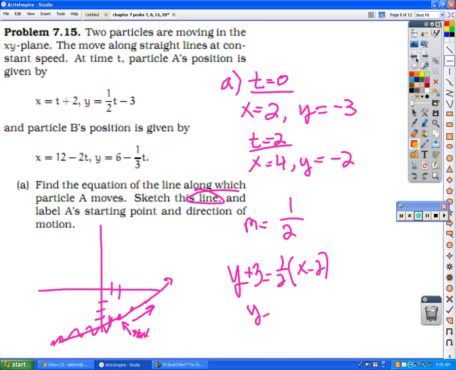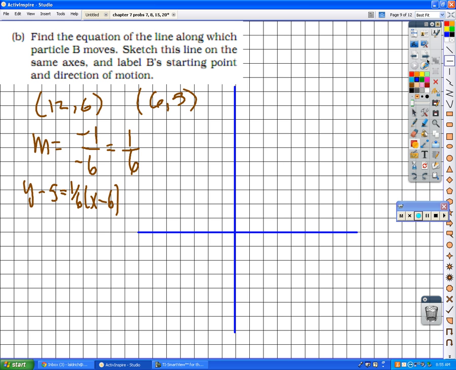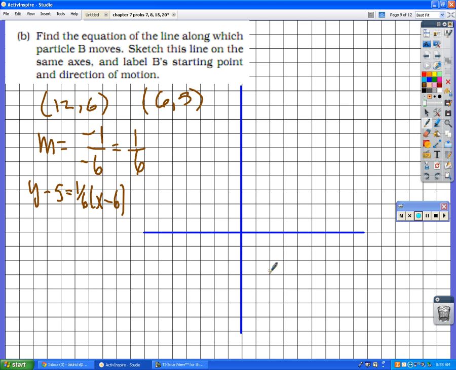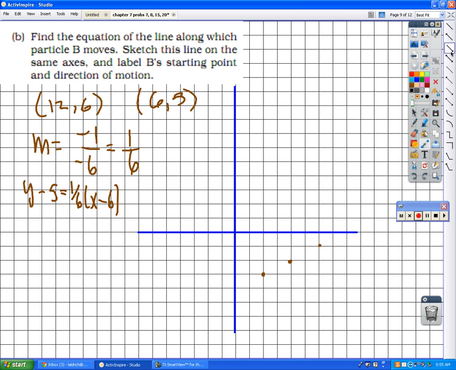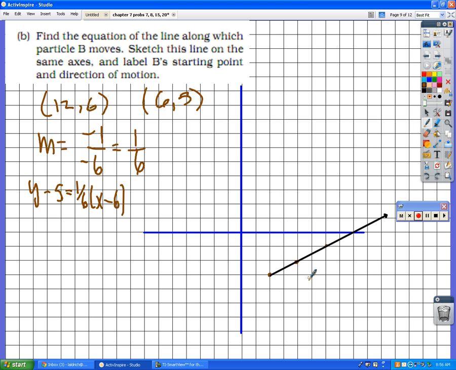So the other one started at 2, -3 and had a slope of 1/2. So you guys don't really have to do this, okay? But you can just follow along with me here. So it starts right there and then it had a slope of what? The first one? 1/2. So up 1 over 2, up 1 over 2. And so we decided that that was a ray going in this direction. So this is particle A.